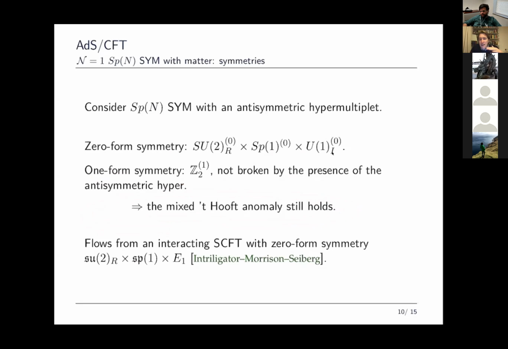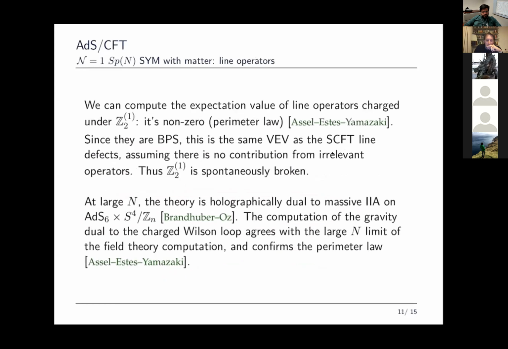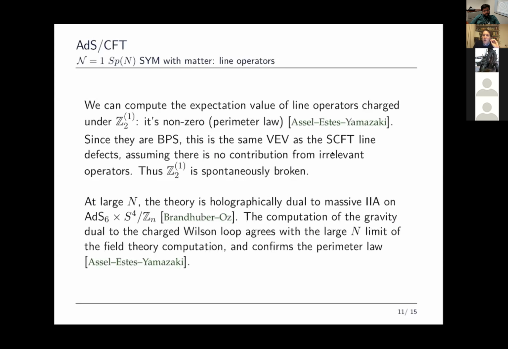Moreover, for any n, this theory is supposed to be connected by RG flow to an interacting superconformal point, as was shown by Intriligator, Morrison, and Seiberg, and the enhancement of the symmetry is again U(1) to SU(2). In this model, the novelty is that we can use supersymmetric localization to compute the vacuum expectation value of Wilson loops charged under the one-form symmetry. And we find that it's non-zero.